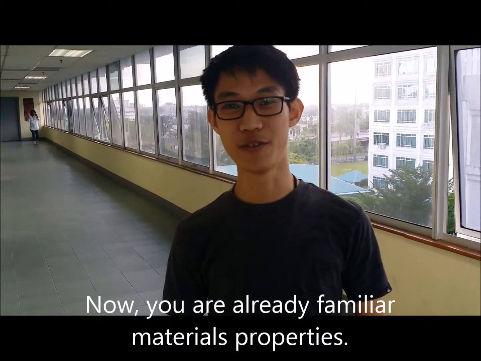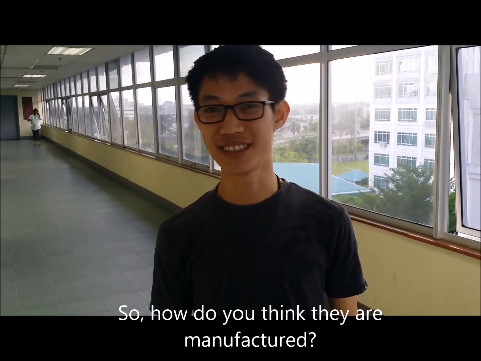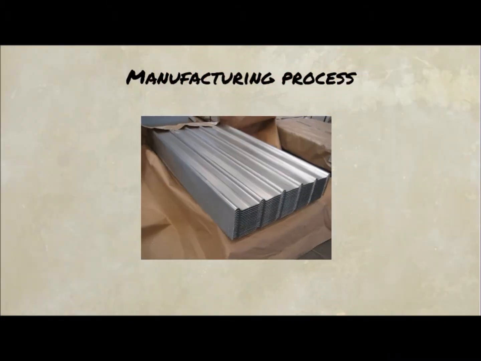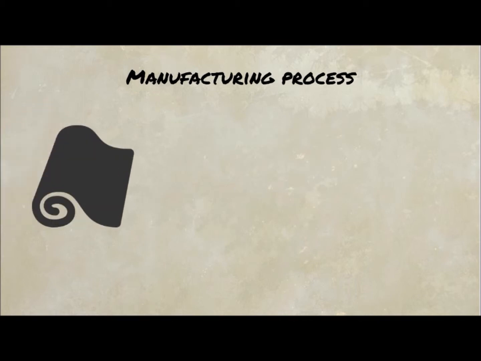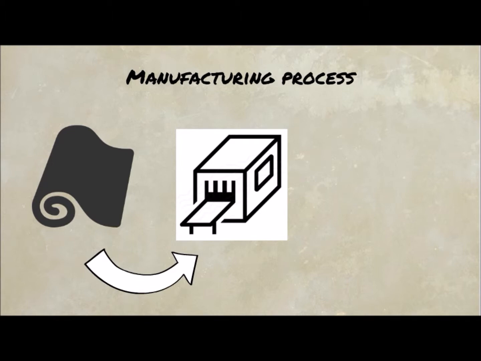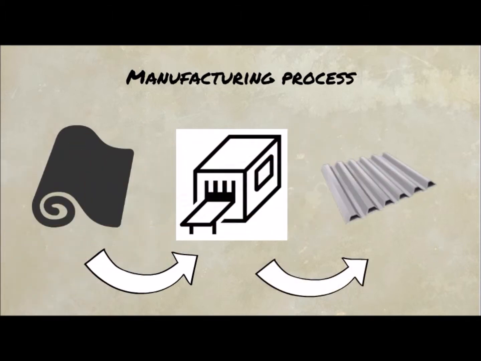Now that you're familiar with the materials' properties, how do you think they are manufactured? Manufacturing process of zinc roof tiles. Firstly, zinc metal sheet is fed into a roll former to reshape it into the desired shape. This process is called rolling. Lastly, the zinc panels will be cut in the machine and rolled out as an actual zinc roof.